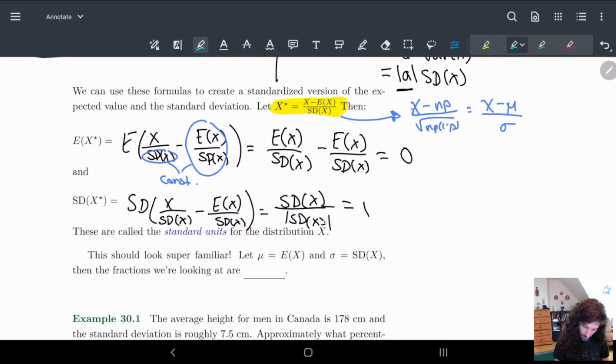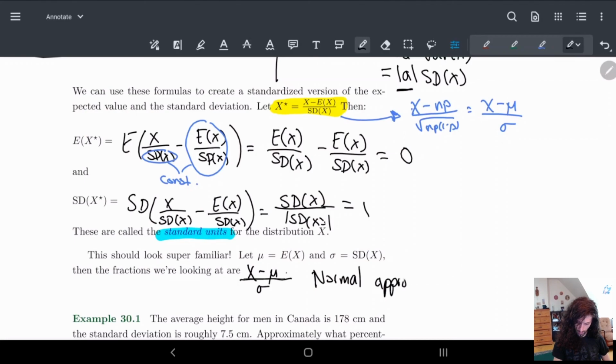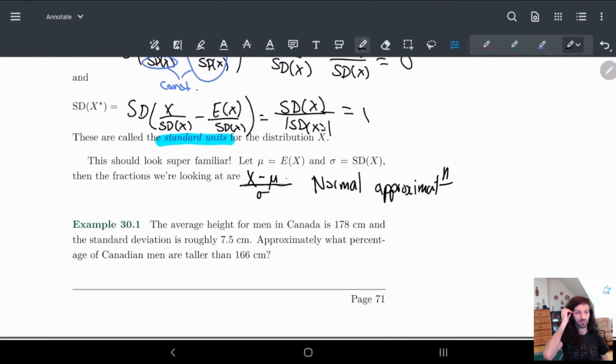These are called the standard units for the distribution x. And like I said, this should look very familiar. Here I already did mu and sigma for you, so we end up getting x minus mu over sigma. This should definitely remind you of normal approximation, because that's where the niceness in this falls.